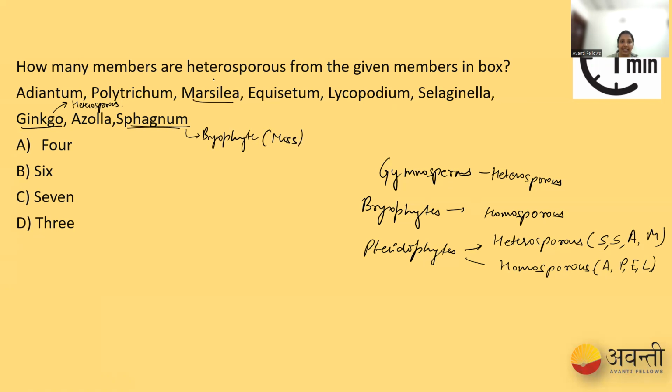So Marsilea is heterosporous, Selaginella is heterosporous, Ginkgo is heterosporous, and Azolla is heterosporous. So 1, 2, 3, and 4. So the correct option is A, that is 4. Please remember this.